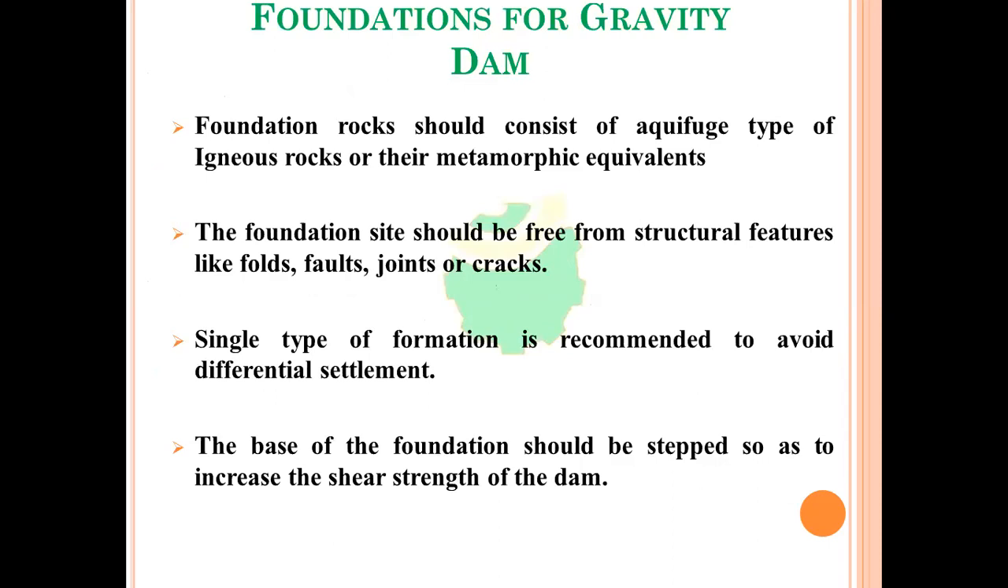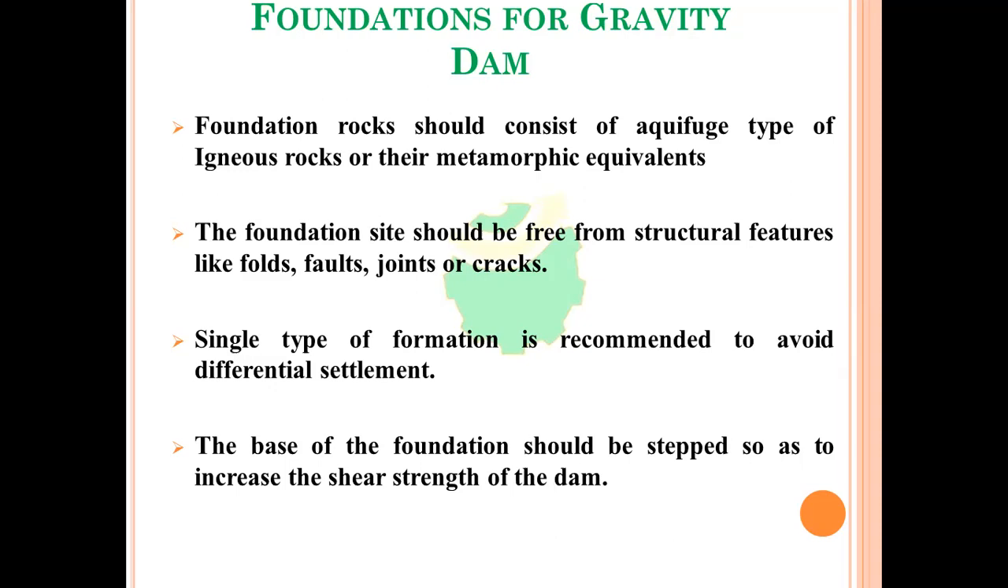Compulsory, a gravity dam needs a very strong foundation. That strong foundation is available in igneous and metamorphic rocks. First preference is igneous, after that metamorphic. The foundation site should be free from structural features like folds, faults, joints, or cracks. So compulsory, it is away from folds and faults, for reduction of percolation losses and weak basement.